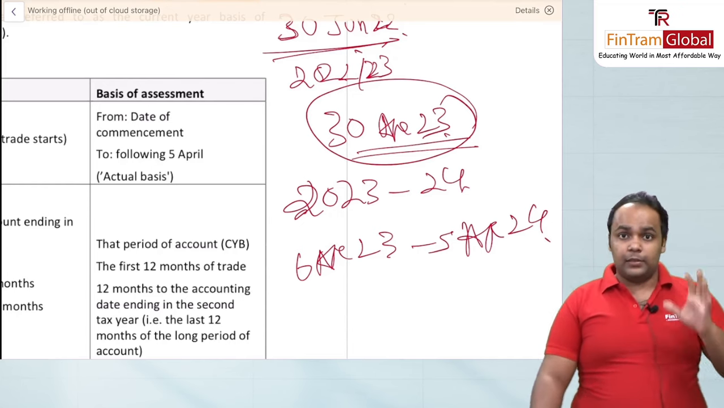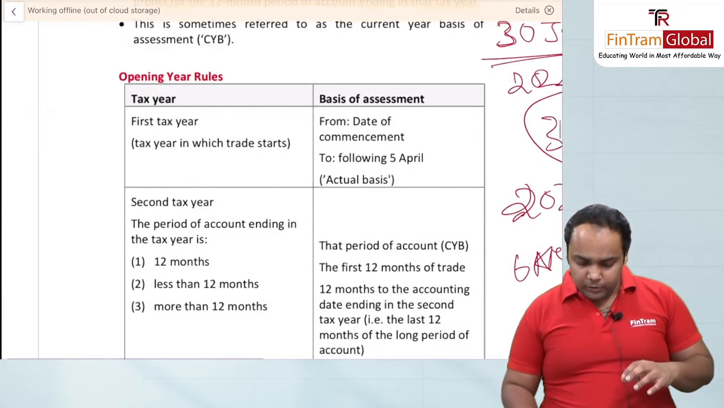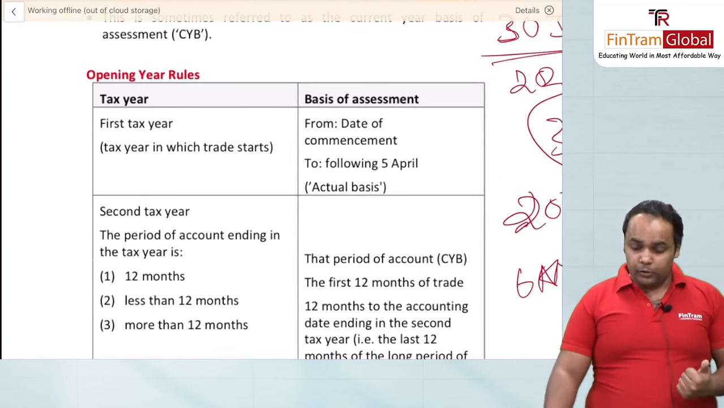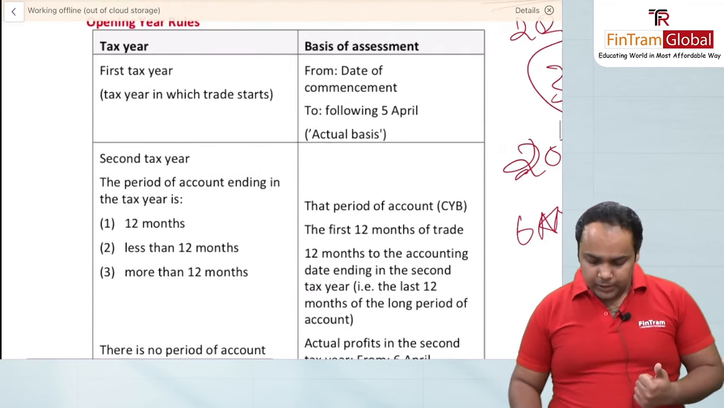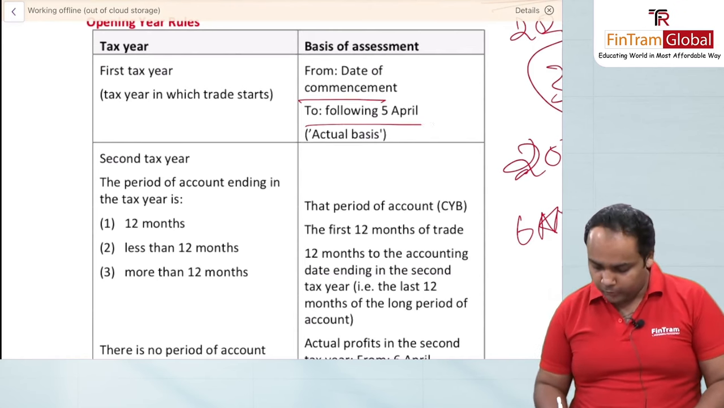And we know the tax year will remain 6th April to 5th April. So it's very important to know these basic rules. There are also special rules in case of opening year rules. Remember, we did all of this. We practiced a lot of questions on this. For the first tax year, the basis of assessment is from the date of commencement to the following 5th April.